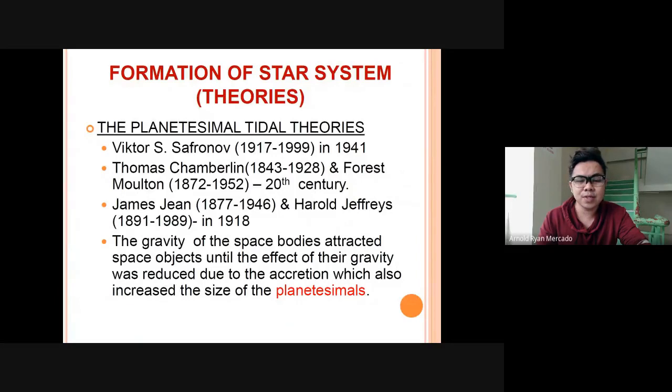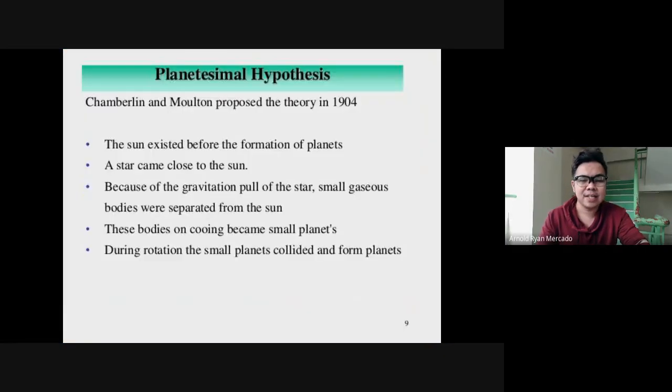Then another theory is yung planetesimal tidal theory naman. So this according to Victor Safronov and Thomas Chamberlain and James Jeans and Harold Jeffreys. So dagdag natin si Forest Moulton. According to them, the gravity of the space bodies attracted space objects until the object of their gravity was reduced due to the accretion, which also increased the size of planetesimals. Ayan, ito yung Planetesimal Hypothesis.